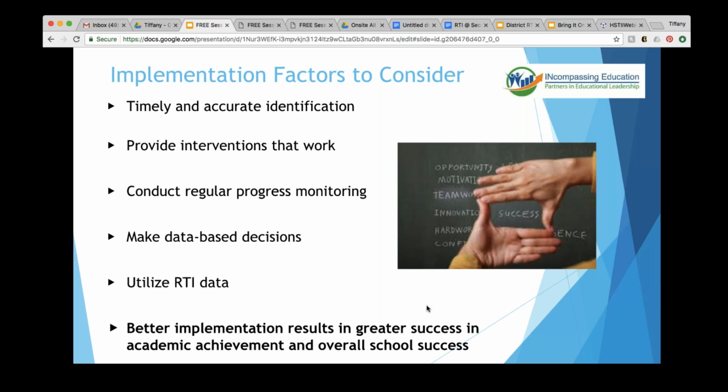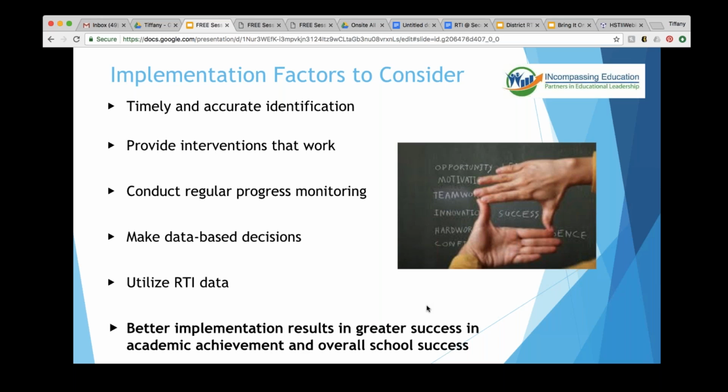And what I really want you to be able to do is to utilize your RTI data. You have to use the data. If you're going to work so hard to collect these progress monitoring data points, make sure that you're using the data. Make those sound educational decisions based upon what that data is telling you. And remember that better implementation results in the greater success of academic achievement and overall school success for our students. I don't want you to take the implementation piece lightly.